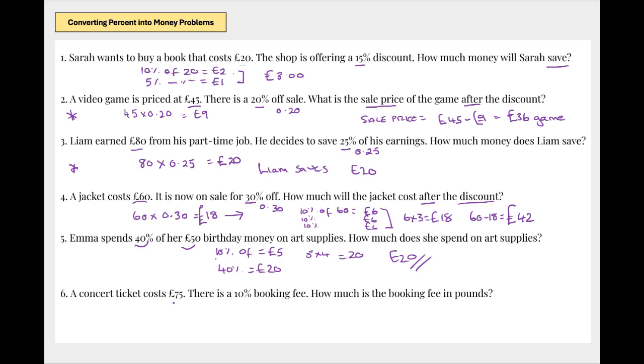A concert ticket costs £75 and there's a 10% booking fee. This question is only asking for the booking fee only. That's all it's asking for. So I'm going to do my usual. I'm converting it to 0.10. 0.10 times 75 gives us £7.50, which I think is extortionate for a booking fee. So the answer is £7.50.